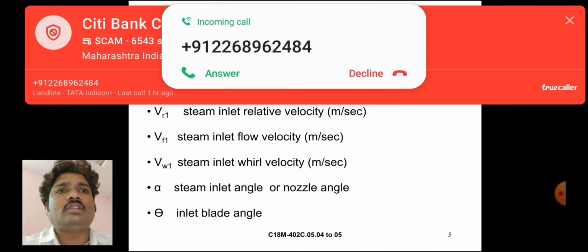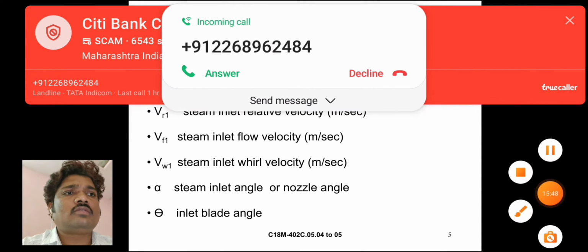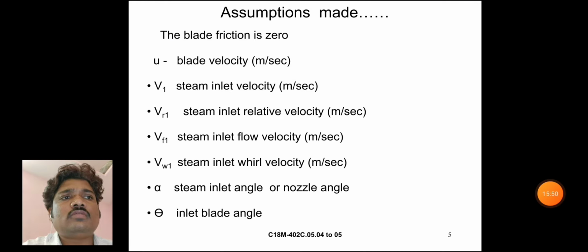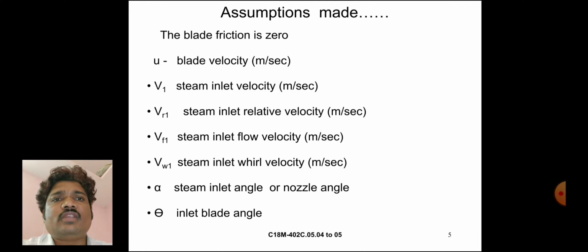Steam inlet whirl velocity. u is the blade velocity, V1 is the steam inlet velocity, VR1 is the steam inlet relative velocity, steam inlet flow velocity, steam inlet whirl velocity, steam inlet angle or nozzle angle alpha. Phi is the inlet blade angle.